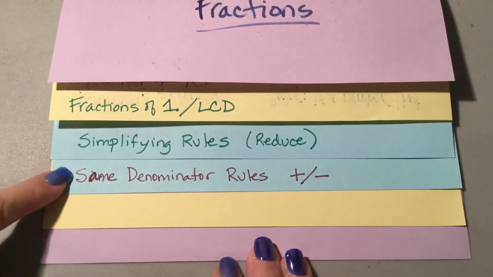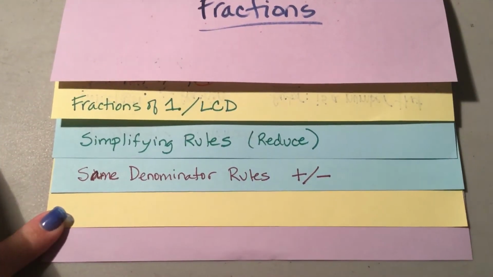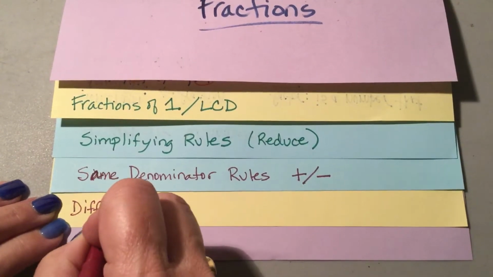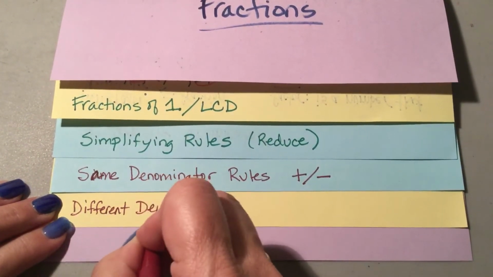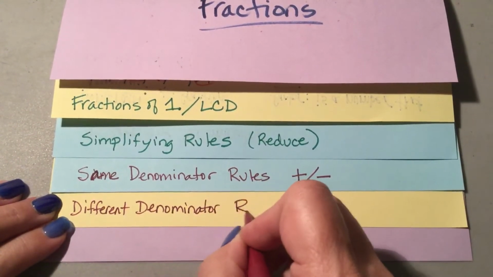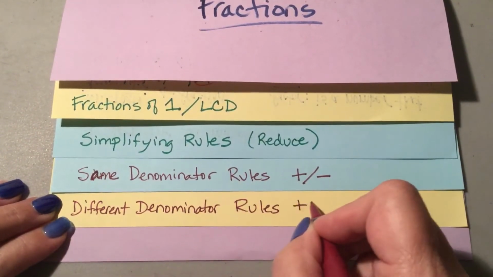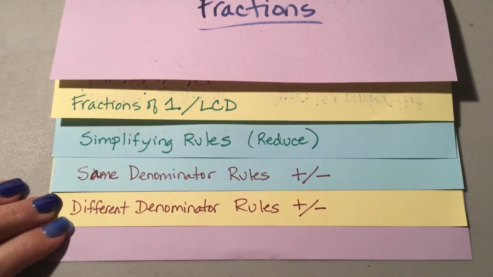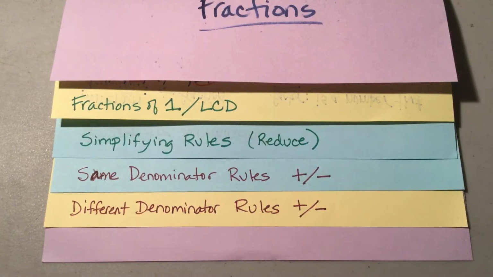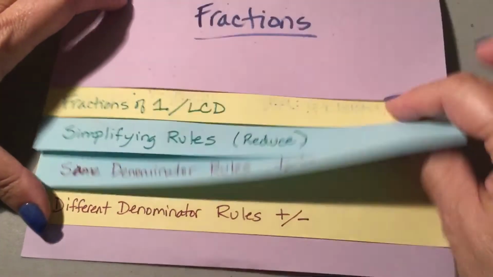We're going to use all of these things to go to our next part of our book, which is different denominator rules. And again, we're only going to talk about adding and subtracting. That's all we're going to talk about. We're going to keep it very simple. All right, so once again, like we always do, let's open up our book.